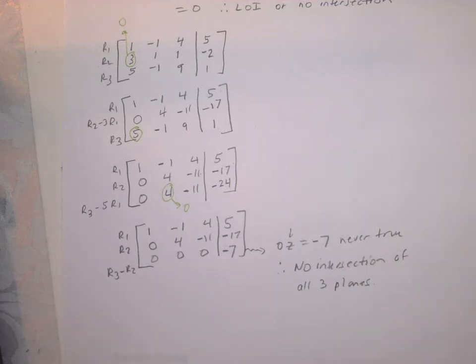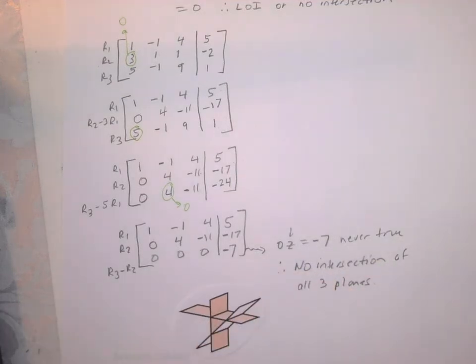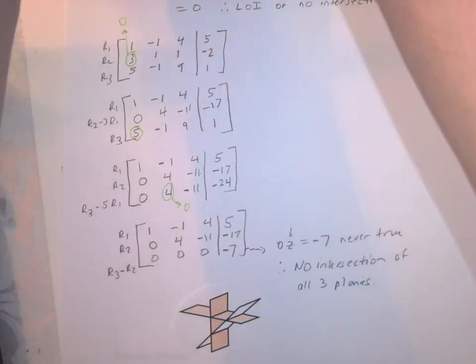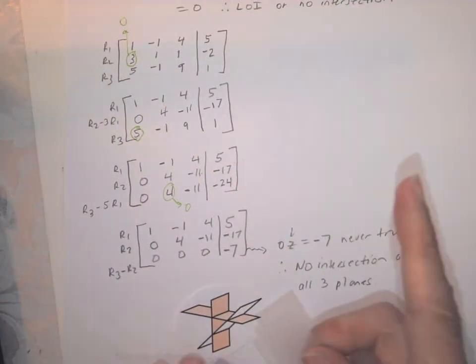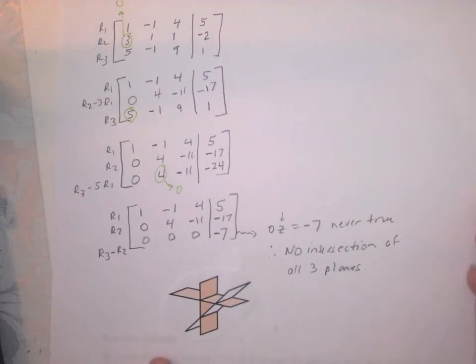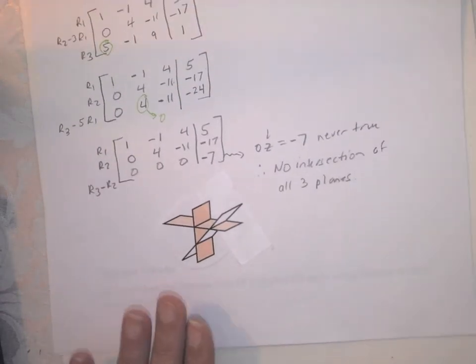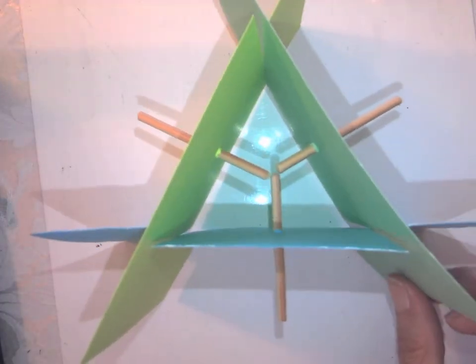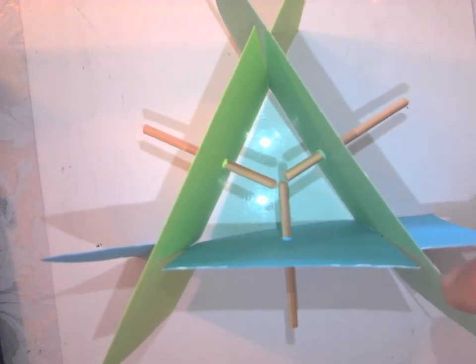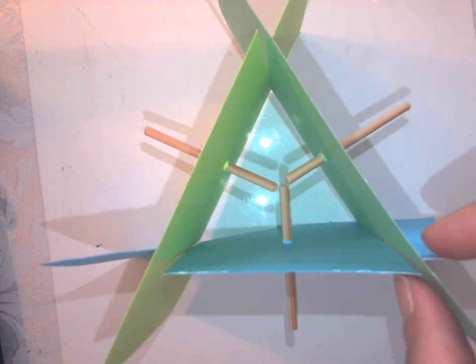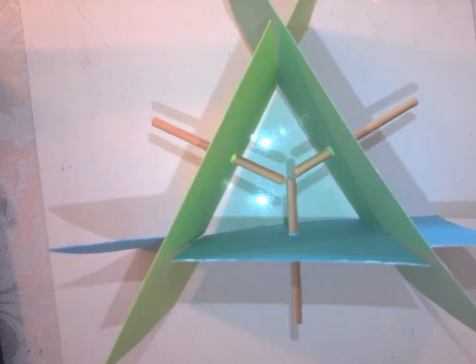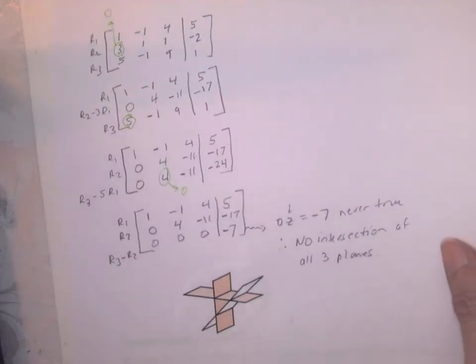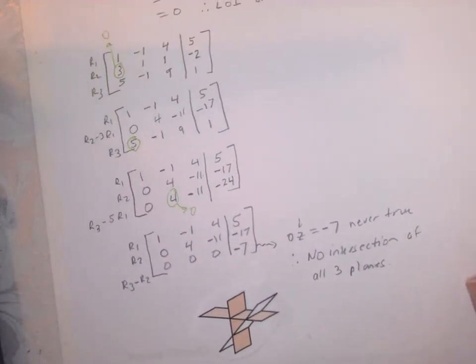So in this case, the normals are coplanar, but there's no intersection of all 3 planes. And so that's what it looks like. I'll just show you there. Triangle analysis will show you my model again. So you can see the normals are all coplanar, but there's no place where all 3 planes intersect. These 2 intersect here, these 2 intersect here, and those 2 intersect there. But there's no place where all 3 of them intersect. So that would be a no intersection answer.